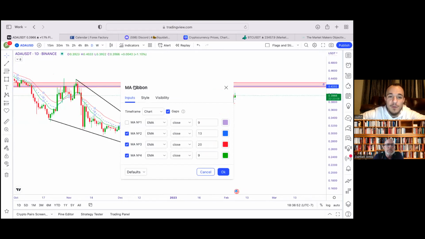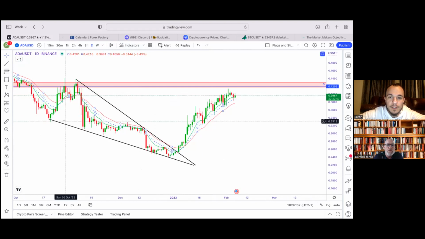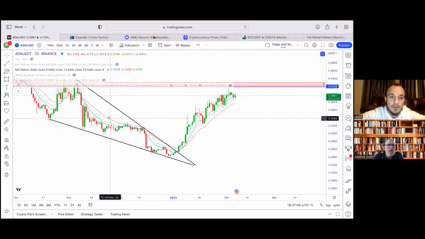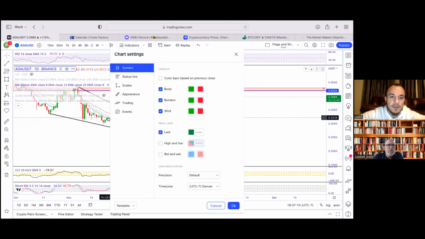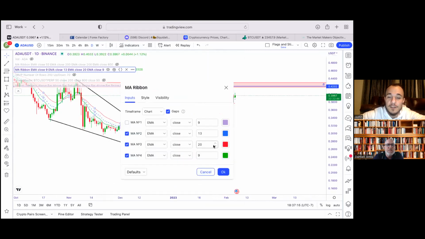So I use the moving average ribbon. You can find it in the indicators. Whenever you set it up, just go in the indicators. It's the moving average ribbon. Double click it, bring up the settings. The settings for the three lines that I have are the 13 EMA, that's the blue dotted one in the middle. The bottom one is the 9 EMA, and the top one is the 20 EMA. And make sure that they are EMAs and not SMAs or anything else.